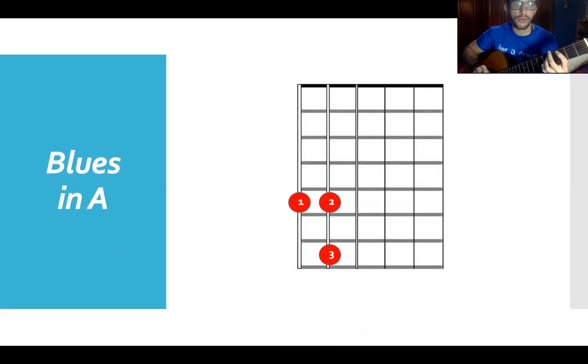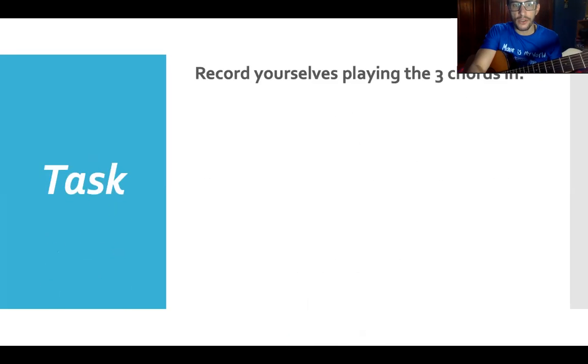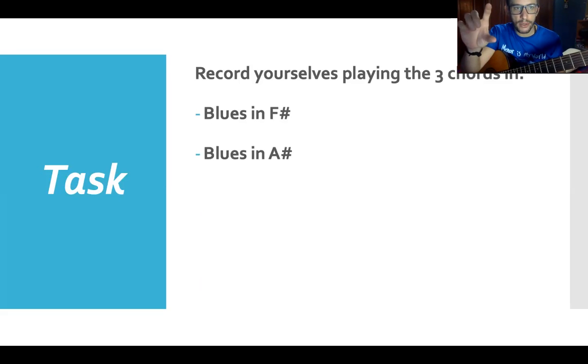Okay, those are the 3 chords in those 3 keys, G, F, and A. So what you're going to do right now as your task is you're going to record yourselves playing the 3 chords in these keys, blues in F sharp and blues in A sharp. You can use the diagram that I put 2 weeks ago of what the note names are on the 6th string. So you simply find the F sharp on the 6th string and you play those chords.